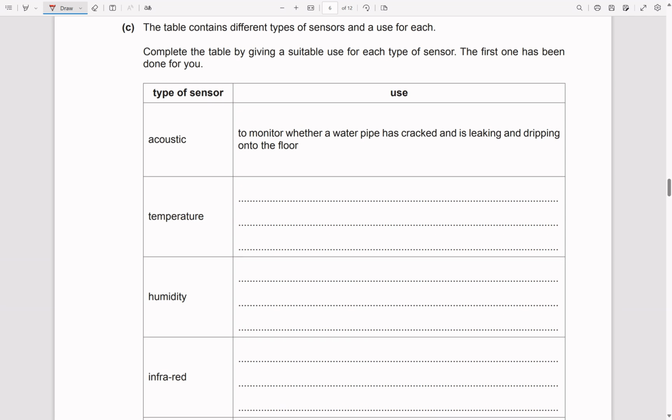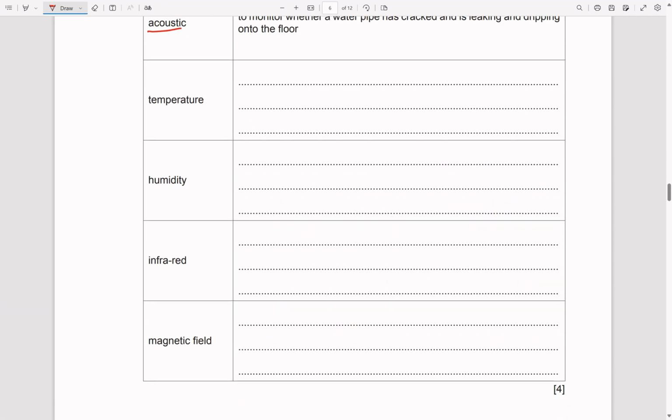Right, the table contains different types of sensors and a use for each. Complete the table by giving a suitable use for each type of sensor. The first one's been done: acoustic sensor to monitor whether a water pipe has cracked and is leaking and dripping onto the floor. Okay, so when they say acoustic, this is probably going to be using ultrasound, just looking for cracks in the pipe.